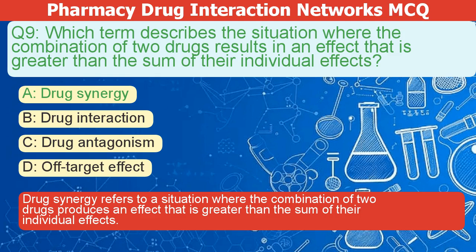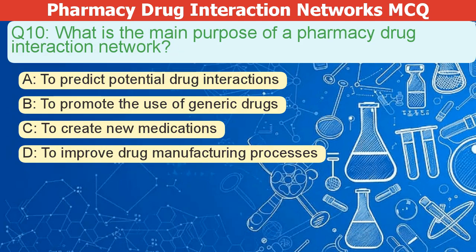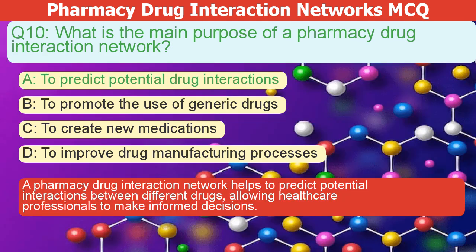Drug synergy means that when two drugs are used together, their combined effect is stronger than the effect of each drug alone. What is the main purpose of a pharmacy drug interaction network? A. To predict potential drug interactions. B. To promote the use of generic drugs. C. To create new medications. D. To improve drug manufacturing processes. The correct answer is A.